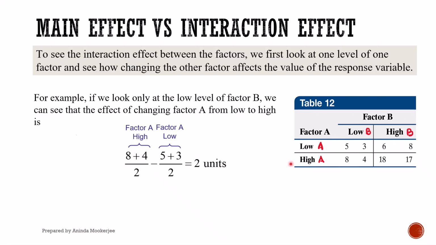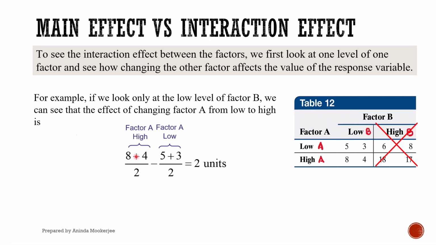Now, to study the interaction effect between the two factors, factor A and factor B, first we will hold ourselves onto one level of factor B and compare the effects of factor A high and factor A low. So we will just focus on low B. We will ignore high for the moment. We will just focus on factor B low values and compare the means of factor A high and factor A low, and that's exactly what they've done here.